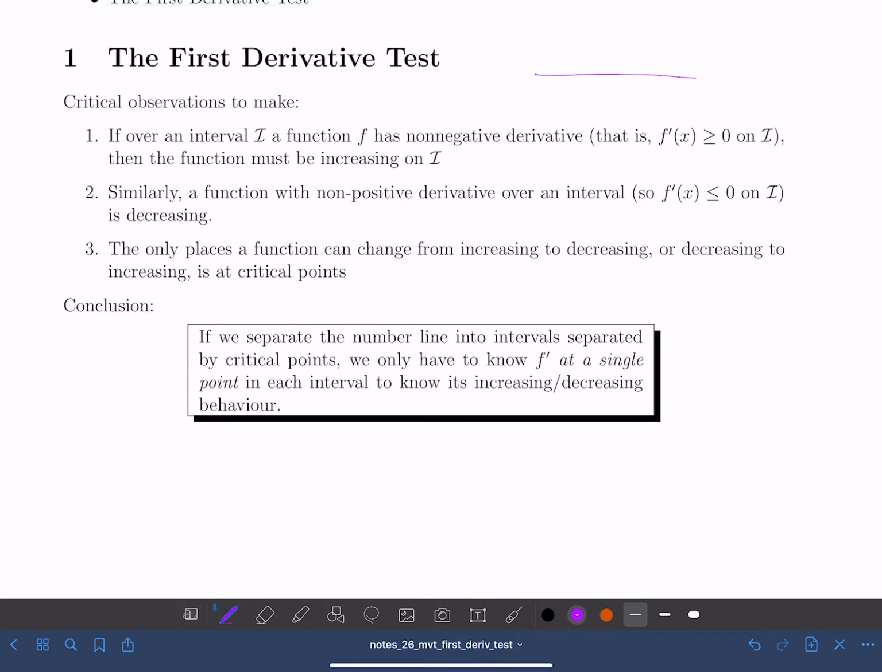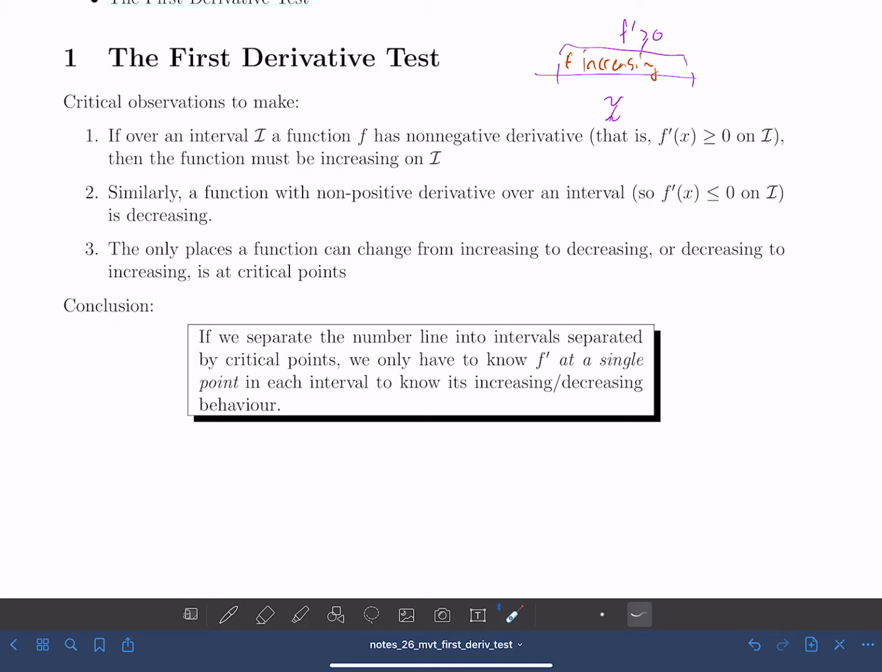So I've got an interval scripty I, and I know that on this entire thing, f prime is bigger than or equal to 0, which means that on this entire interval, f is increasing over that interval. Likewise, a function with non-positive derivative over an interval, so f prime is never above 0, the function is going to be decreasing over that entire interval.